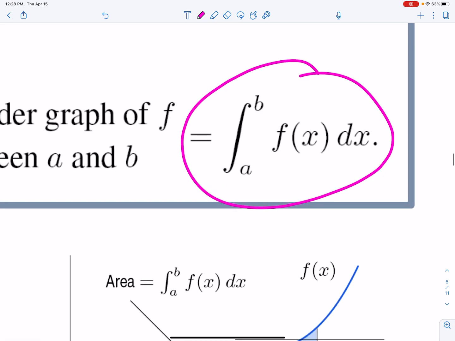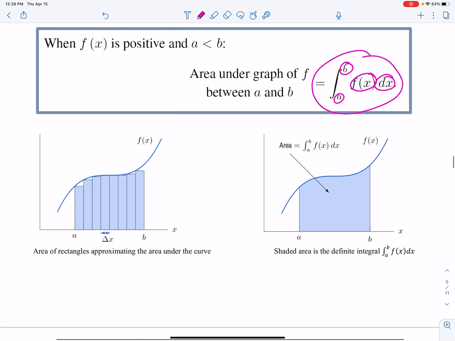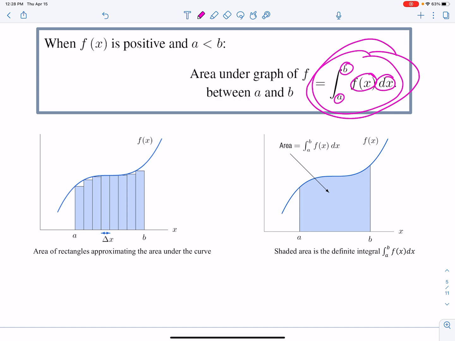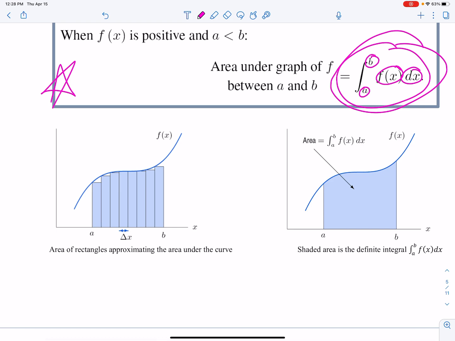So let's read the definite integral again. So again, it's the integral from a to b of f of x in terms of x. Okay? So the area under the graph equals the definite integral. That's very important. Remember that. The area under the graph equals the definite integral. All right? And so just some little graphical examples here.